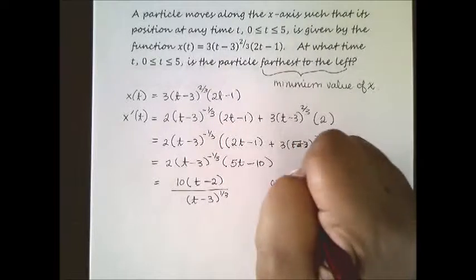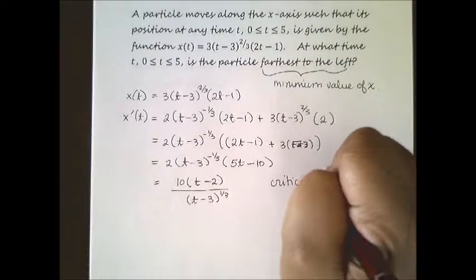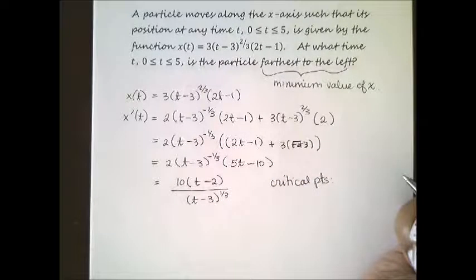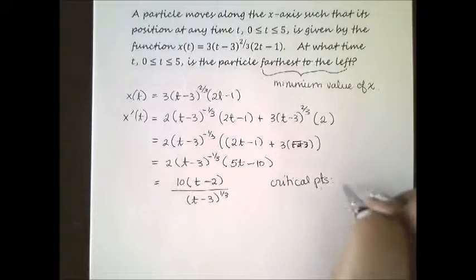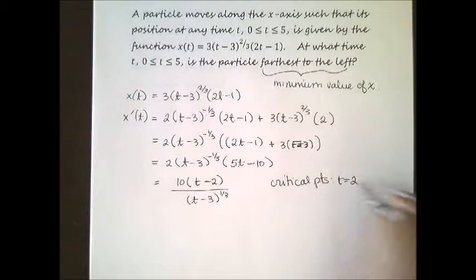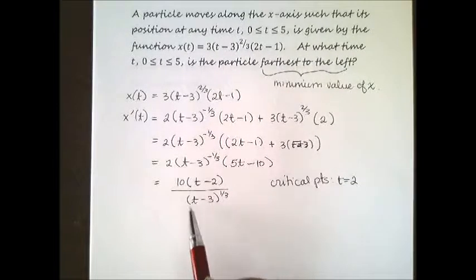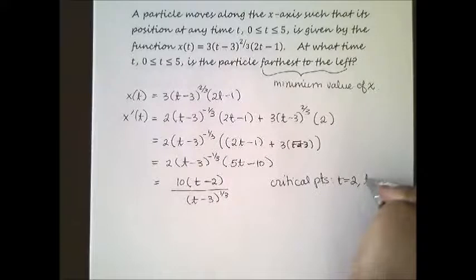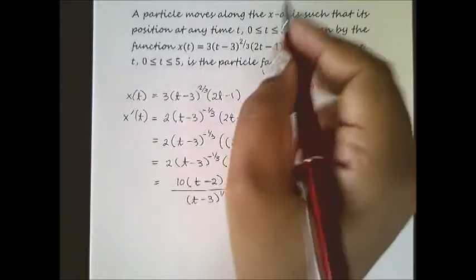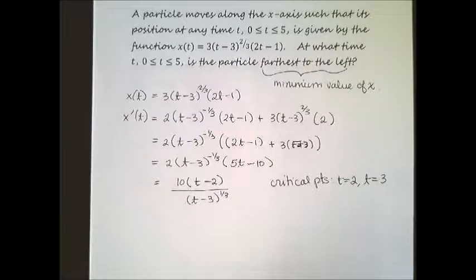So, critical numbers. Critical numbers are values where the derivative is equal to 0 or undefined. Now I can kind of just look at this and notice that this derivative is equal to 0 when t is equal to 2. But it is undefined, the denominator is equal to 0, which makes the fraction undefined, when t is equal to 3. And notice that both of these critical points are actually on the closed interval.